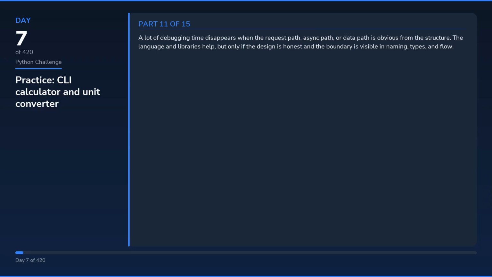A lot of debugging time disappears when the request path, async path, or data path is obvious from the structure. The language and libraries help, but only if the design is honest and the boundary is visible in naming, types, and flow. My test is simple: could I explain this same design tomorrow with a different example and still keep the same reasoning? If yes, the lesson probably landed for real. If not, I probably memorized a recipe instead of understanding the trade-off.